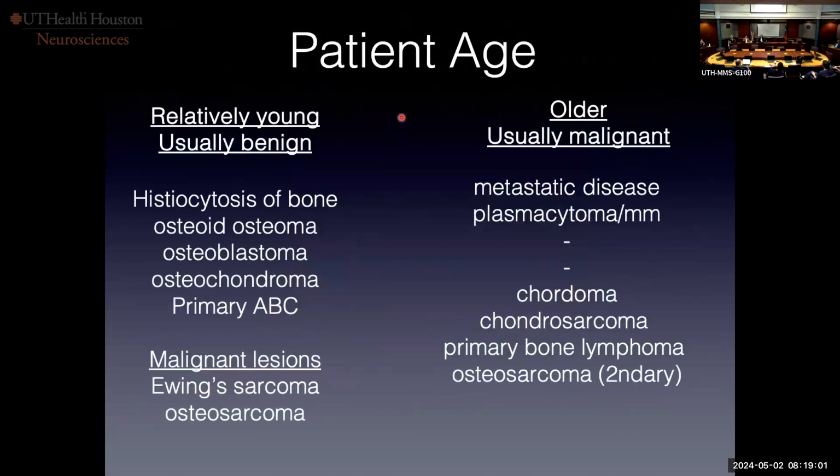We don't get this kind of history as radiologists, but we do know age. So we divide it into relatively young, usually benign lesions, older, usually malignant. And again, leading the top of the list, metastatic disease, plasmacytoma, multiple myeloma. And then you can see the list of other typical lesions that would occur in younger age group versus older age group, which I'll go into some depth in these upcoming slides.